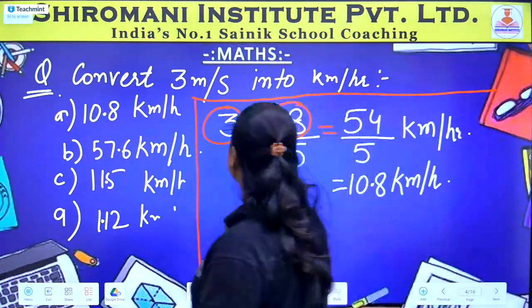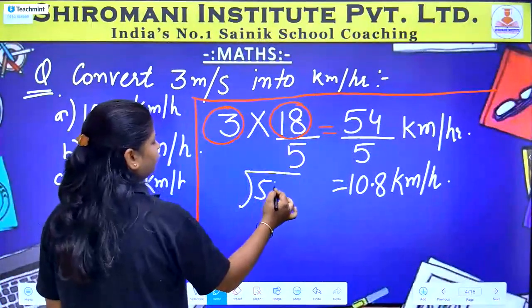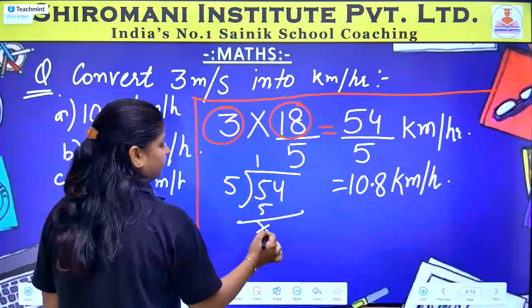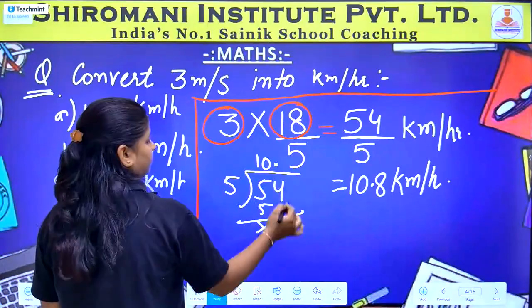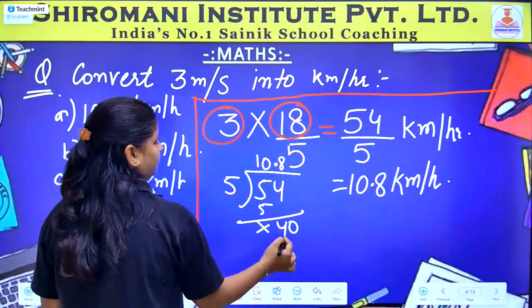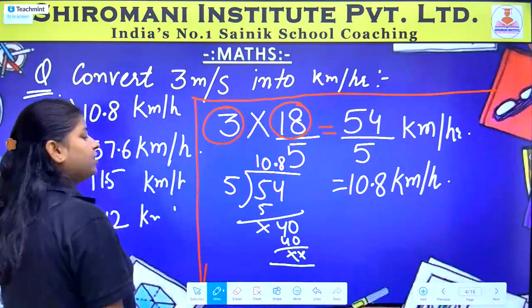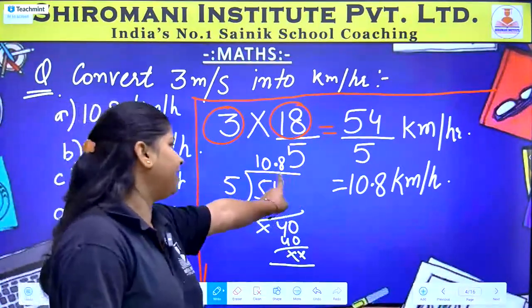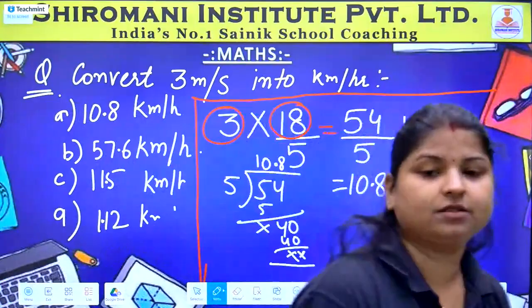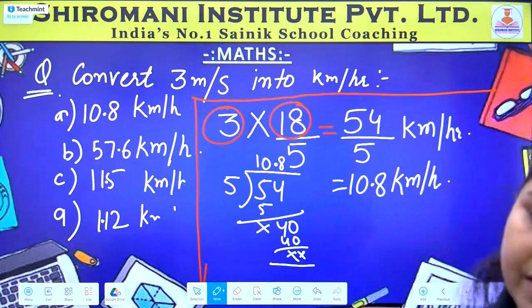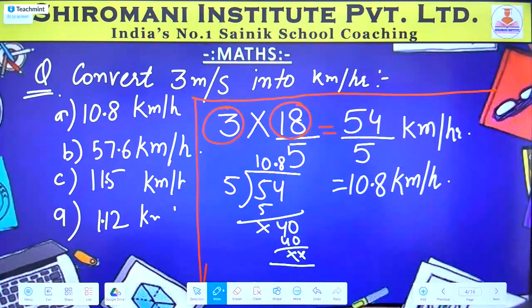You can divide it and see, beta. I'm dividing one question for you. Each and every question, I won't divide it for you. So 54 divided by 5, I got 10.8. 10.8 kilometer per hour. Yes, Gahan. Quickly note this down, everyone.